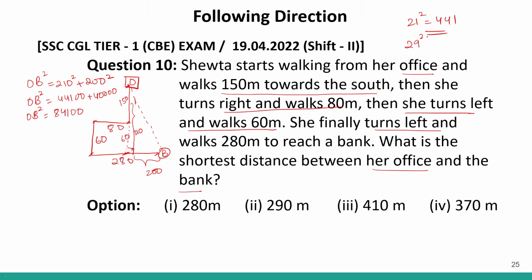Again, for your reference, 29 square is 841. So OB will be equal to under root of 84100, correct? So OB will be equal to 290 meter. So the shortest distance between the office and the bank will be option number 2, 290 meter. I hope this much is clear.